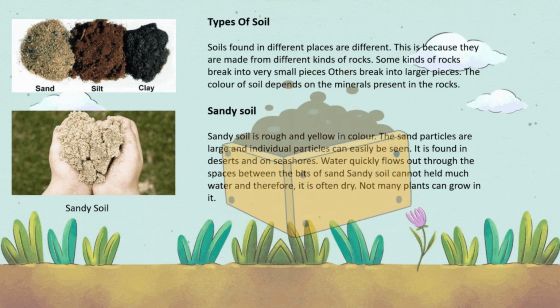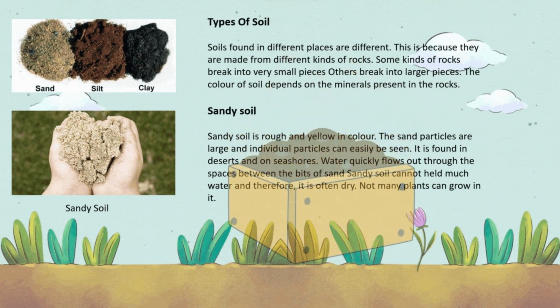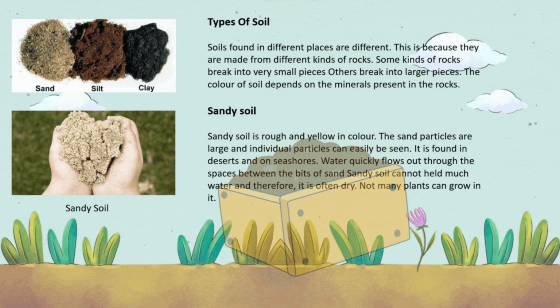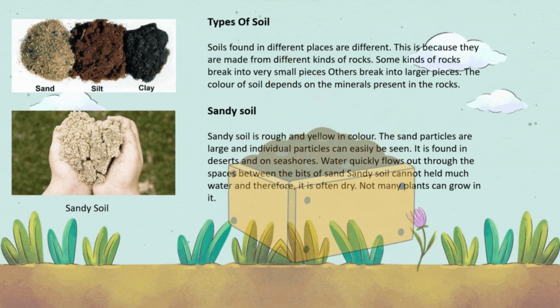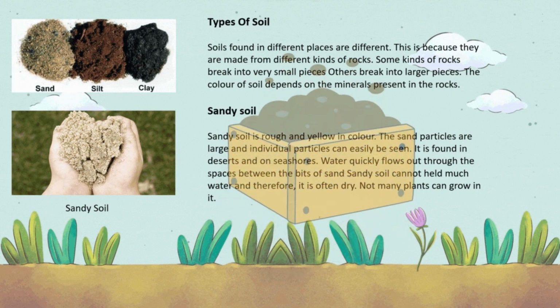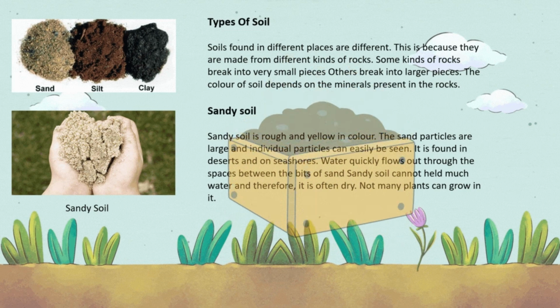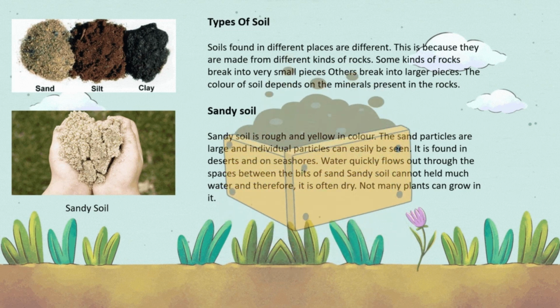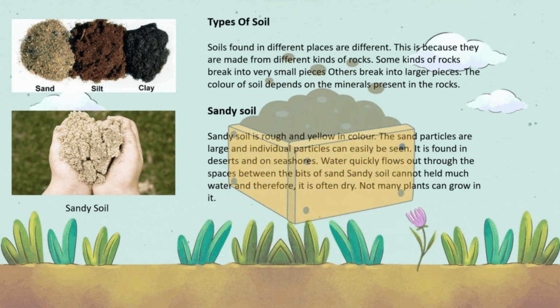Sandy soil. It is rough and yellow in color. The sand particles are large and individual particles can easily be seen. It is found in deserts and on seashores. Water quickly flows out through the spaces between the bits of sand. Sandy soil cannot hold much water and therefore, it is often dry. Not many plants can grow in it.